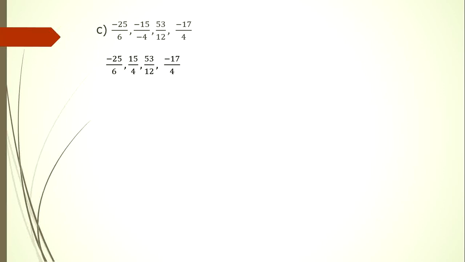So we have minus 25 by 6 as the first one. The second one will be simplified to 15 by 4. The third one will be 53 by 12. And the fourth is the same as usual, minus 17 by 4. We have to take the LCM of the denominators 6, 4, 12 and 4, which gives us 12.